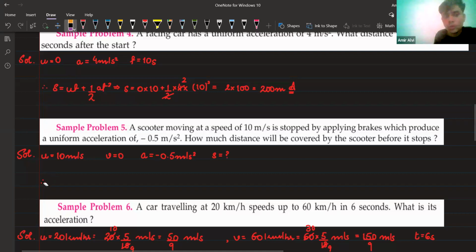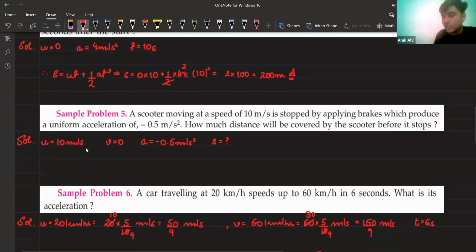Here the time is not given to you, Naisha. You have to calculate the distance directly. So you have two options. Either you calculate the time from the first equation, then substitute in the second equation, or you can just directly use the third equation of motion.